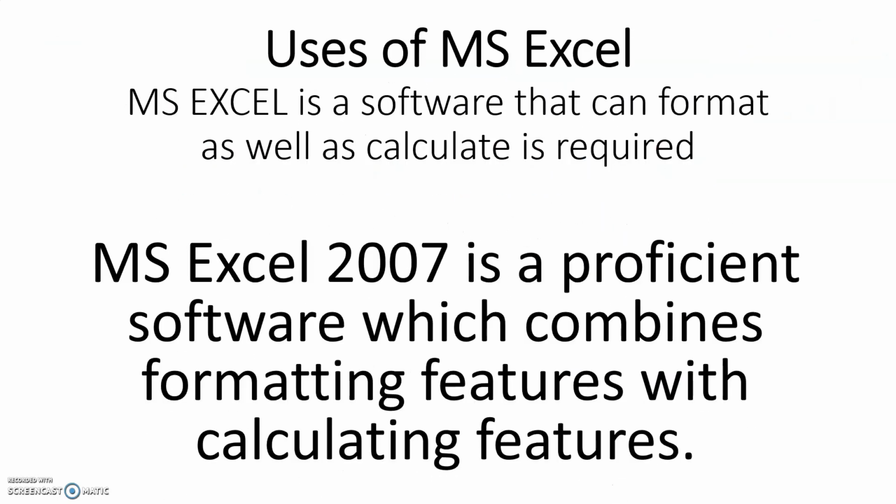Let us see uses of MS Excel. MS Excel is a software that can format as well as calculate its records. Format means you can change the size, color, and font. We can also use it to display numbers and for calculation, etc. MS Excel 2007 is a proficient software which combines formatting features with calculating features. Formatting means we can format the text.